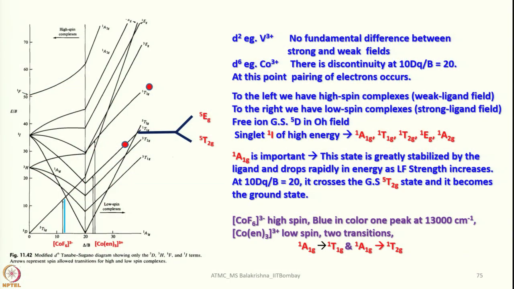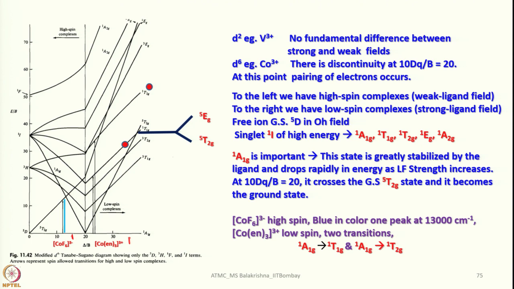So now I have shown here a typical d6 system, hexafluorocobaltate(III). Cobalt has d7 s2, so with three electrons removed, it is a d6 system. For the d6 system, one weak field ligand and one strong field ligand are both shown here. For d2, vanadium 3 plus, there is no fundamental difference between strong and weak fields.